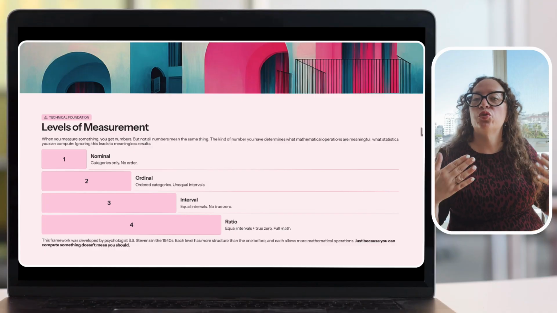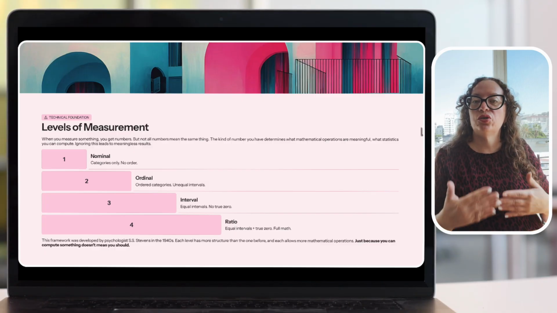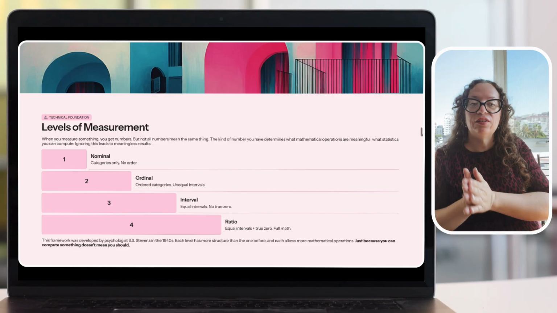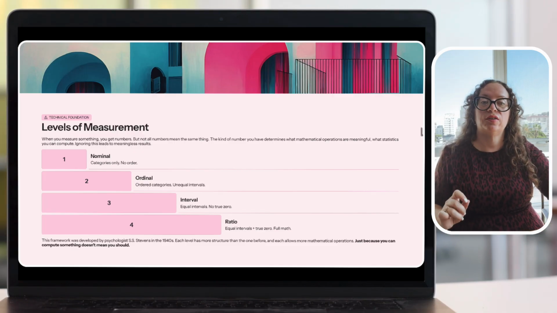The level of measurement determines what you can do with your numbers. So just because you can compute something doesn't mean you should. The computation has to make sense given the kind of data you have. So you have to know what your data is.